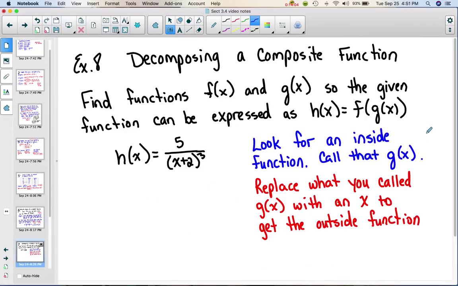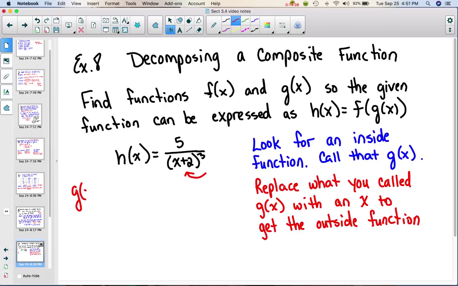Okay, I love the title of this, Decomposing a Composite Function. That just sounds kind of gnarly. Find functions f of x and g of x so the given function can be expressed as h of x equals f of g of x. I know that might sound complicated, but actually this problem is pretty simple. When you look at this, it is a composition of two functions, so you want to look for an inside function. You see some parentheses and there's something inside the parentheses. Call that g of x.